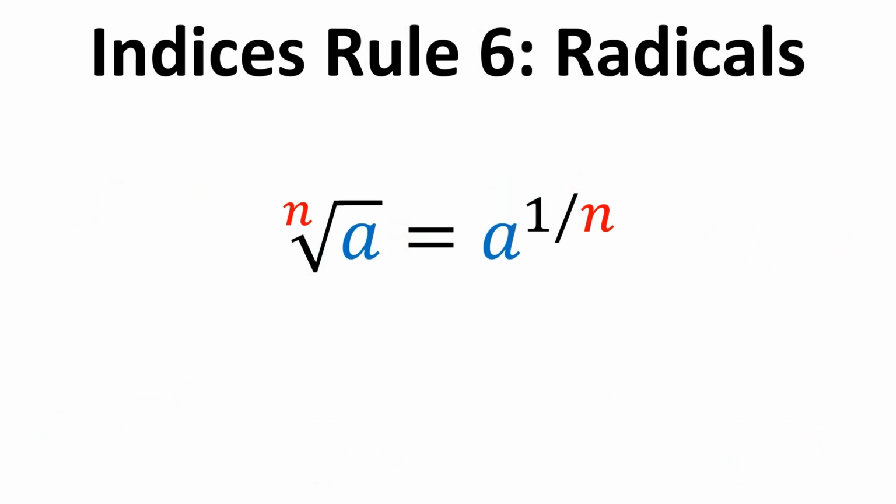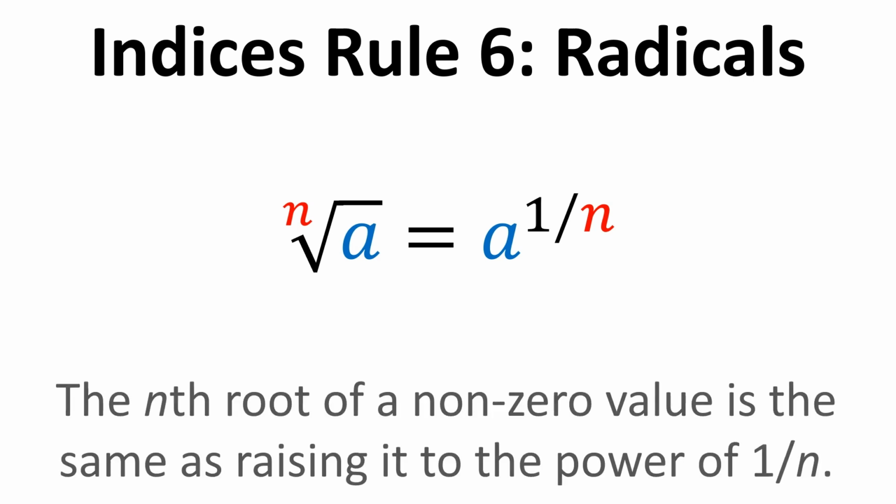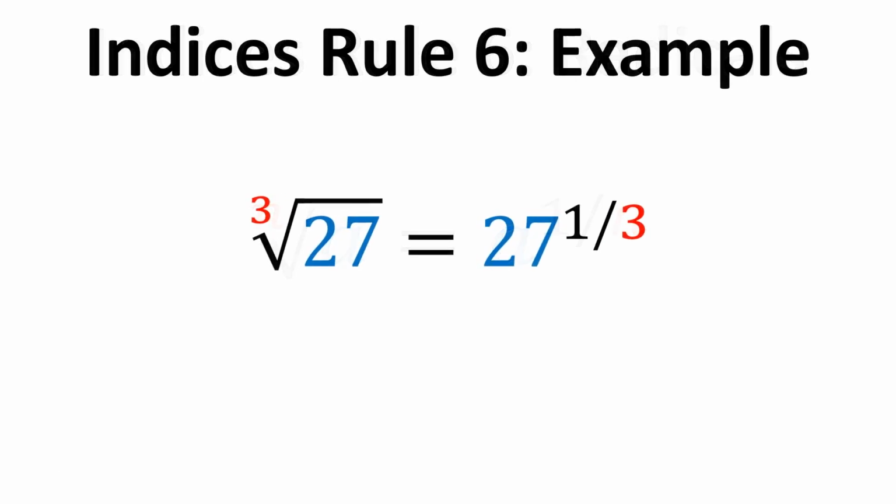Final rule is radicals. So if we have root n of a number, that's equivalent to that number being raised to the power of 1 divided by n. So the nth root of a non-zero value is the same as raising it to the power of 1 over n. And again, for example, we've got 27, so the cube root of 27 is the same as 27 raised to the power of a third.